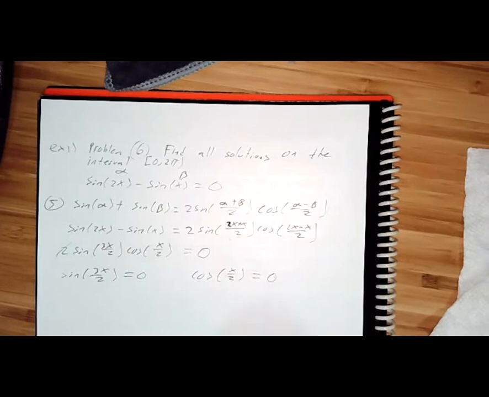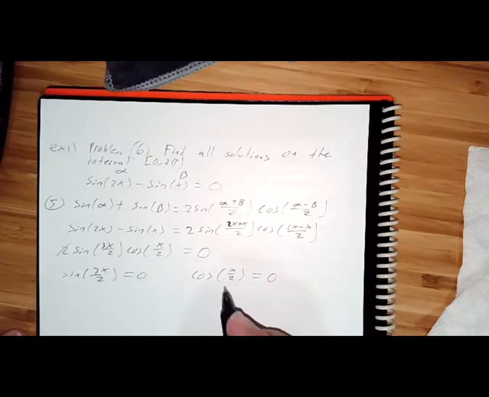So when is cosine equal to 0? Do you remember? The regular cosine. Let's pull up our circle. Pi over 2, yeah, pi over 2 for sure. And 3 pi over 2. So we know cosine is equal to 0 at those locations.